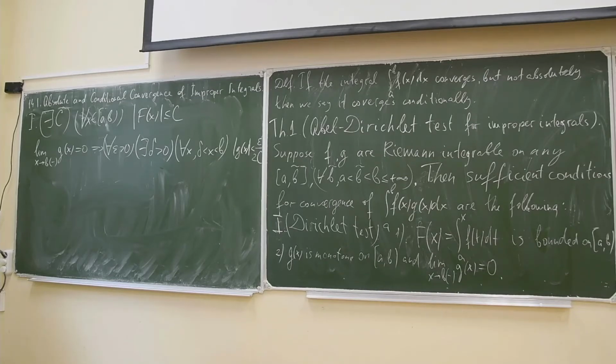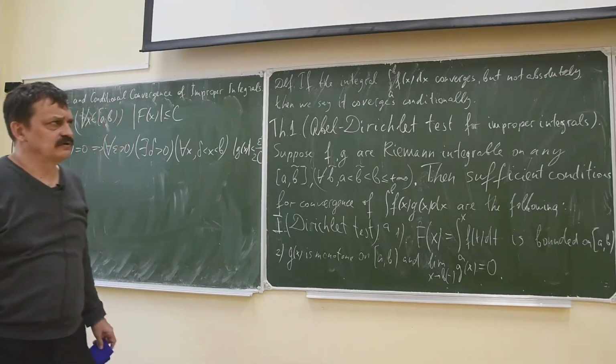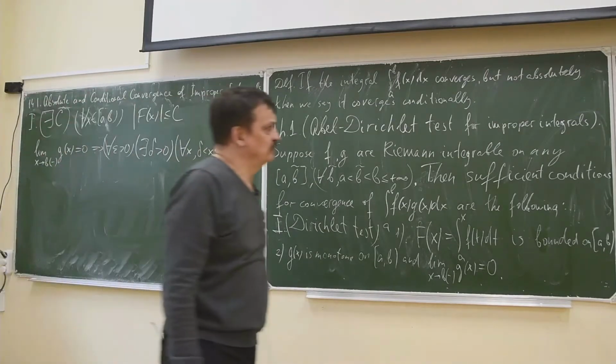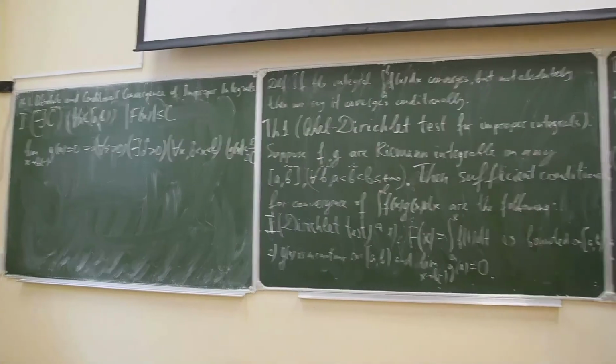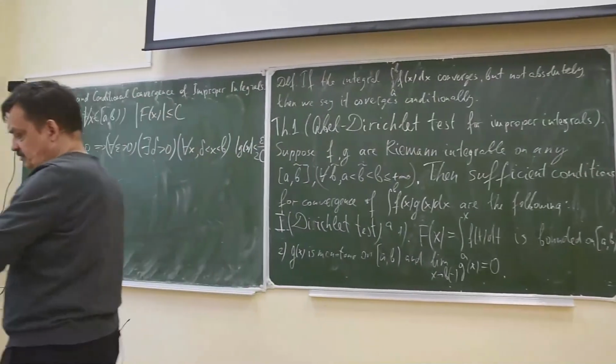The question about the first test, you mean the first half of the Hubble test, doesn't that mean that it is absolutely convergent? No. We only suppose the integral from A to B converges, nothing else. No, we don't need to suppose that it converges absolutely. Only convergent, nothing else. We don't suppose that it is absolutely convergent.